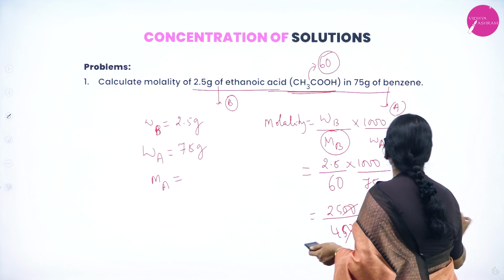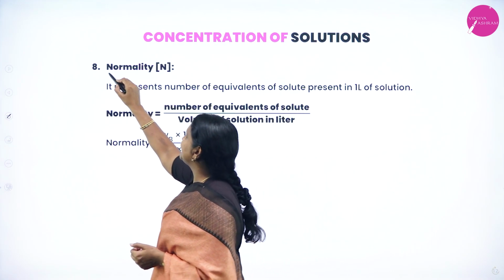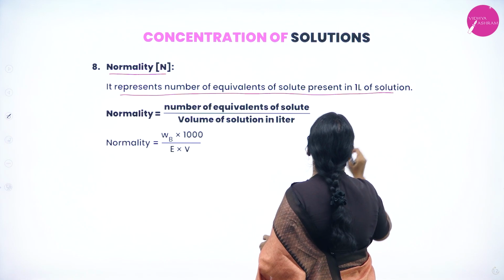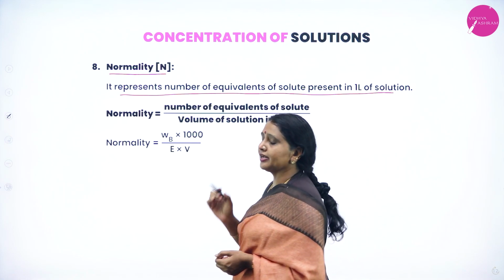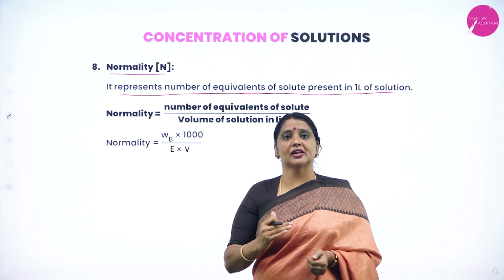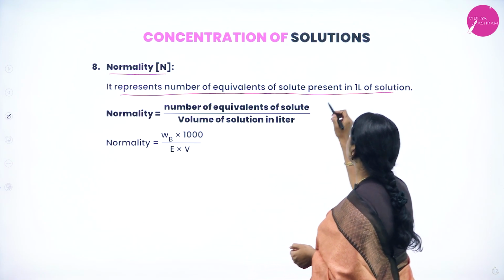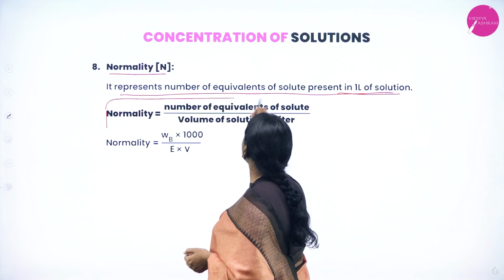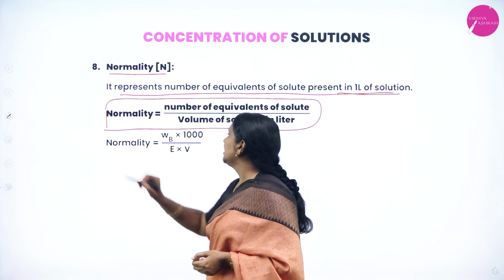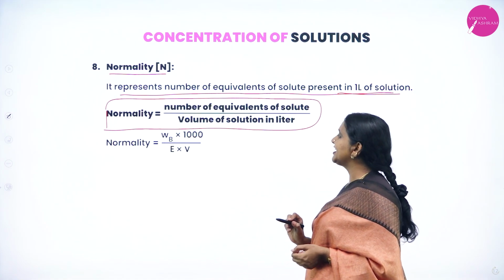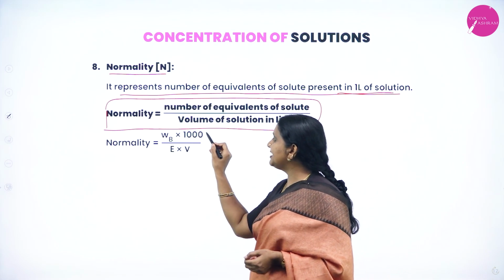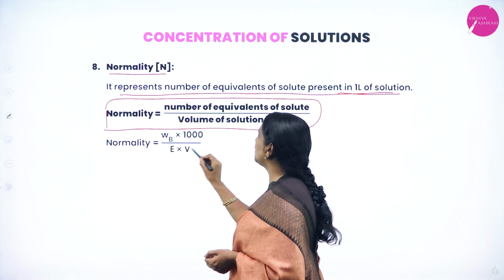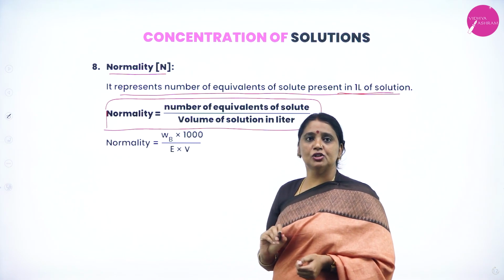Mole per kg. Next concept, normality. Normality represents the number of gram equivalents of solute present in 1 liter of solution. Normality is equal to number of equivalents of the solute divided by volume of solution in liter. Therefore, normality is equal to WB into 1000 divided by E into V.